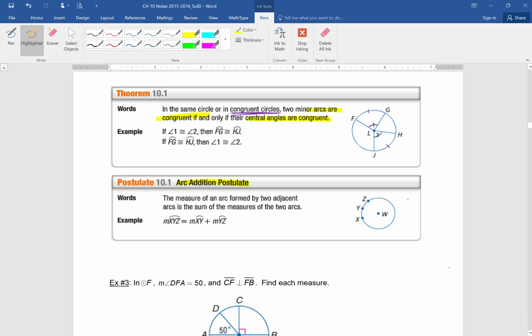All right? Now, we've talked before about the angle addition postulate and the segment addition postulate. Now we have the arc addition postulate, right? So if you know the measure of arc XY and you add it to the measure of arc YZ, what is that equal to? The measure of arc XZ, right? Okay?